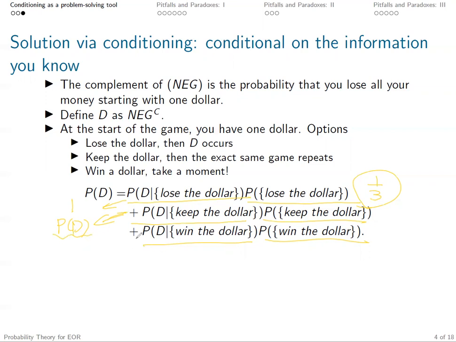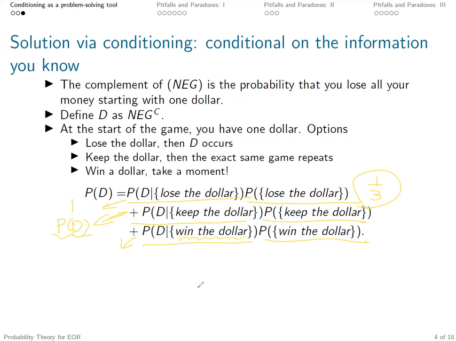Then how about the third one? The third one is really challenging. Now you win the dollar, so you're going to start the game with $2 in our hand. Well, think about this. You could proceed as if you only have $1, and in the end we'll lose everything. You look back, oh, there is an additional dollar here. Then you could repeat the exact same game again.